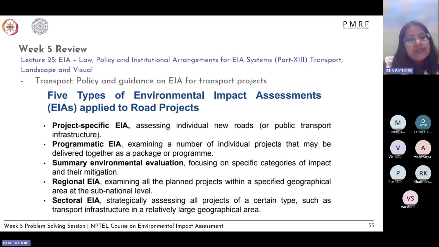Next, we have summary environmental evaluation. This focuses on specific categories of impact and their mitigation. So if a particular category itself requires assessment, then this kind of EIA is done. Then there's regional EIA, which examines all the planned projects within a specified geographical area at the subnational level, so region-specific EIA, and sectoral EIA, which strategically assesses all projects of a certain type, such as transport infrastructure, in a relatively large geographical area. So the last two are region-based.